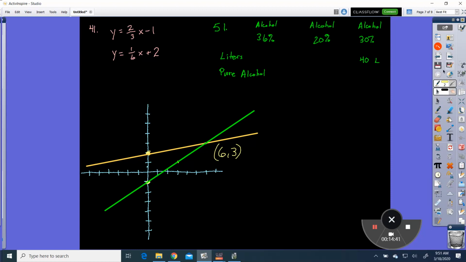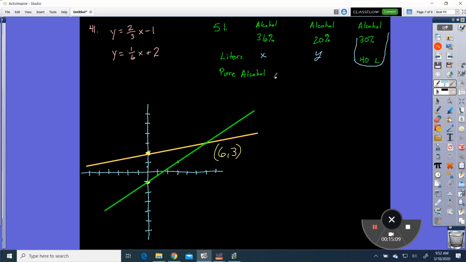Okay, now 51. We've done these before. I'm going to show you a different way to do these using 2 variables and 2 equations. Okay, so 40 liters is going to be the 30% alcohol, okay? So we don't know how many liters there are of the 36%, and I don't know how many liters there are of the 20%. So I'm just going to call them X and Y.